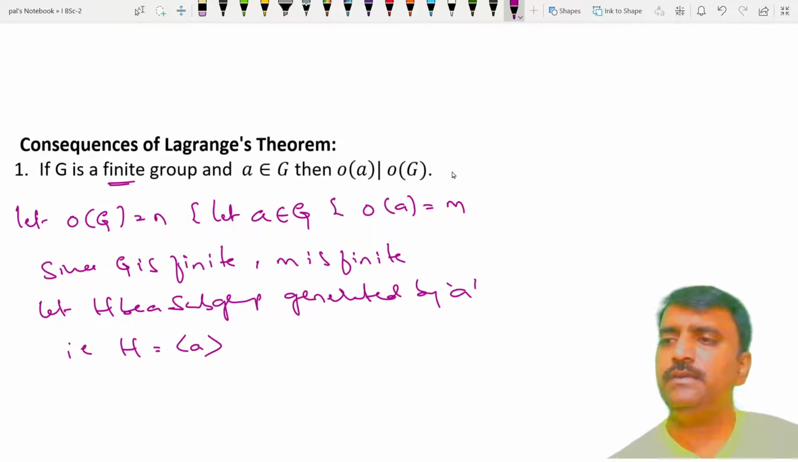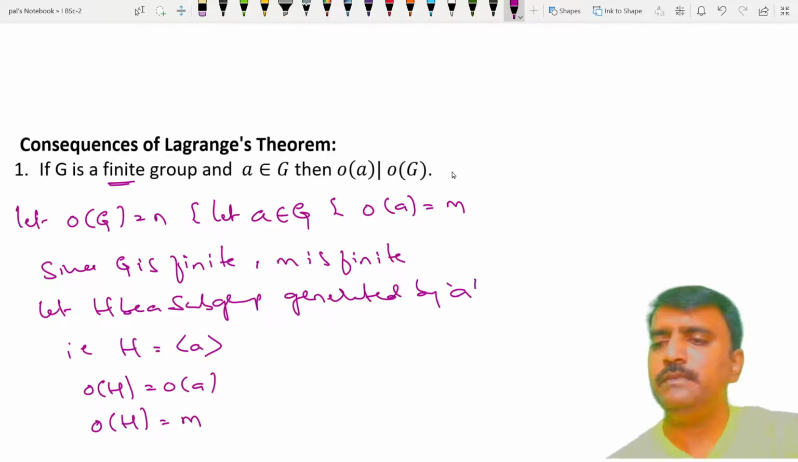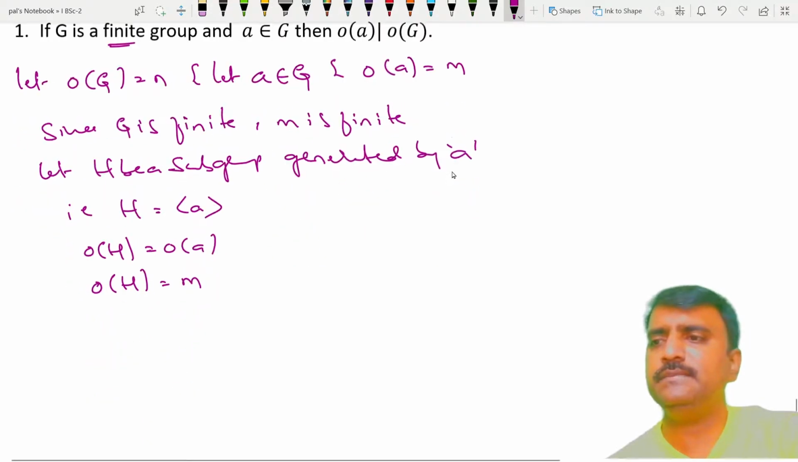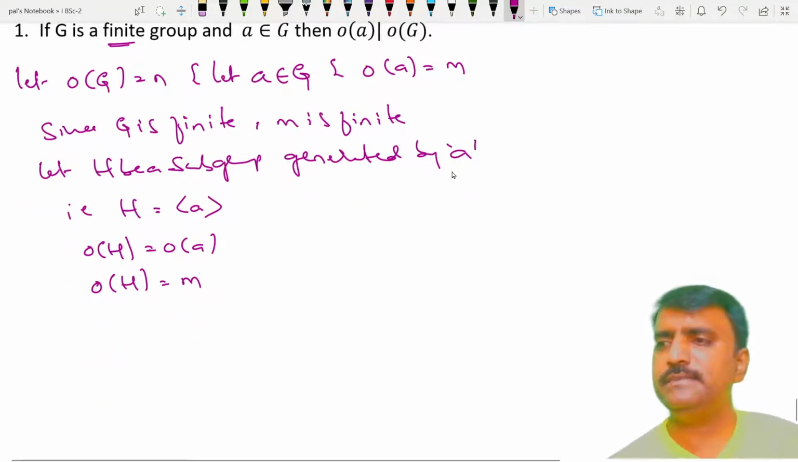So if H is a subgroup of G, then order of H divides order of G, that is by using Lagrange's theorem. The order of H is equal to the order of A. So what is the order of A? It is m. So yeah, here I am using Lagrange's theorem.